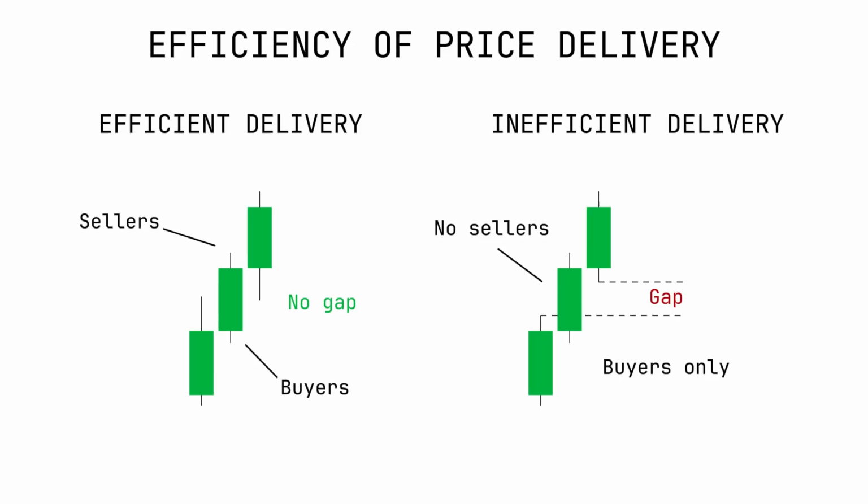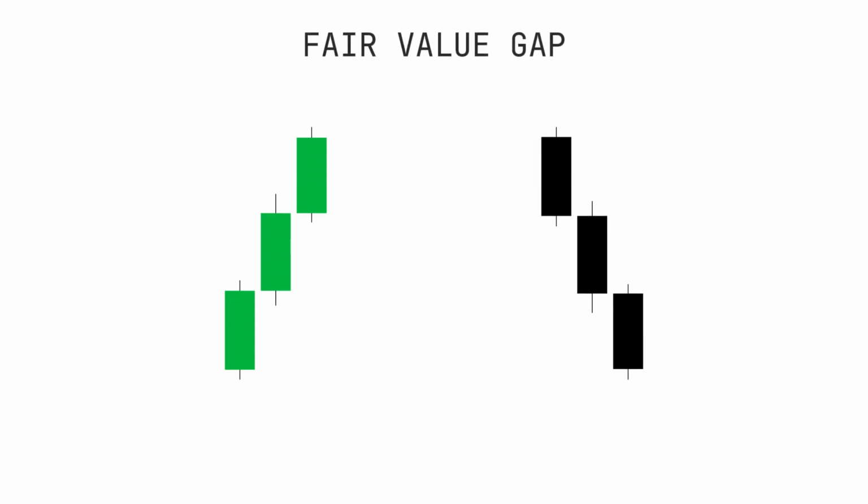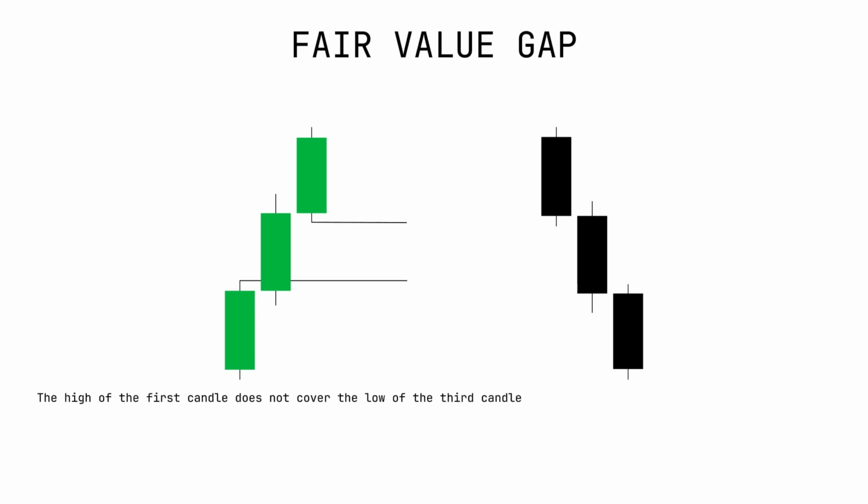You may have noticed that inefficient price delivery is similar to the fair value gap, which we will discuss next because it is the first and simplest tool we use. The fair value gap is a price action element formed by three candles, where the high of the first candle does not cover the low of the third candle in a bullish scenario, and the low of the first candle does not cover the high of the third candle in a bearish scenario.